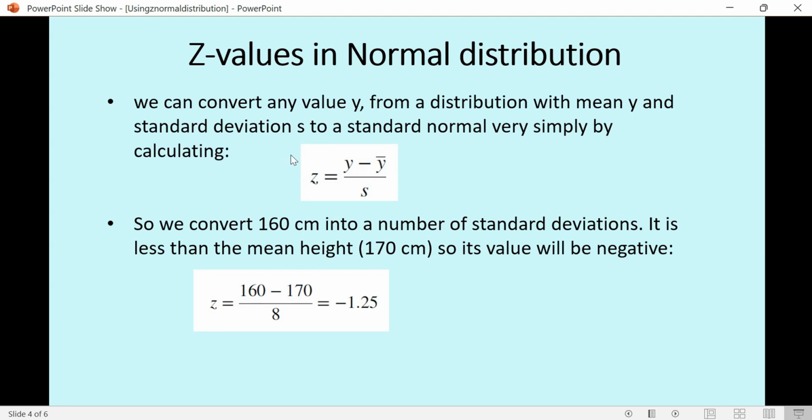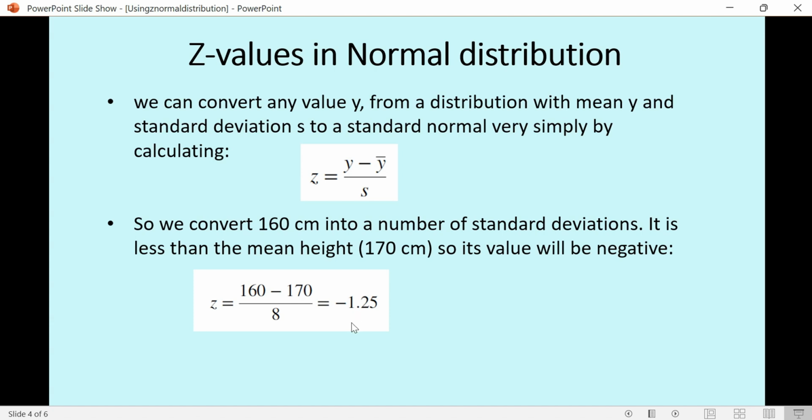So first we have to think about the conversion of the height to a z value. The formula is the random number minus the mean value of this random number, divided by the standard deviation. So in this example, we will first calculate 160's z value on the standard normal distribution. So we use 160 minus 170 because this is the mean value, divided by the standard deviation. So this z value is minus 1.25.